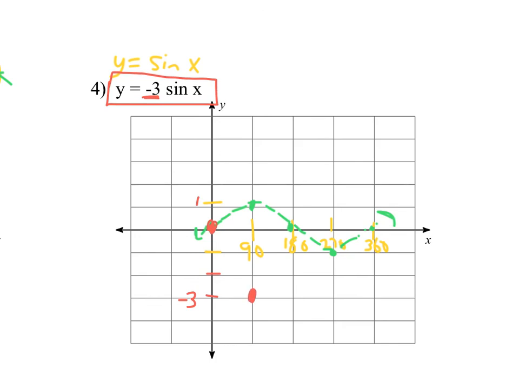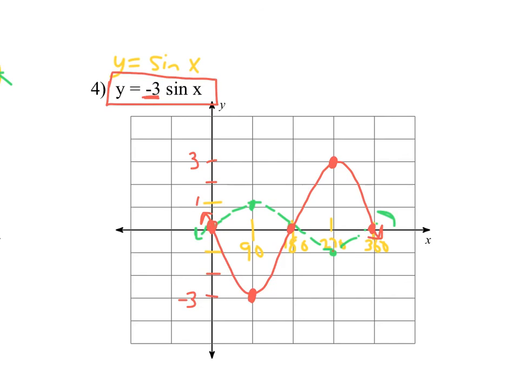The 180 y value was 0. It's going to stay 0 because multiplying by 0 stays 0. The point at 270 was negative 1. If you times negative 1 by negative 3, it's now going to be up at positive 3. And then the 360 was at 0 and is going to stay at 0. So this graph now is going to go through those points.